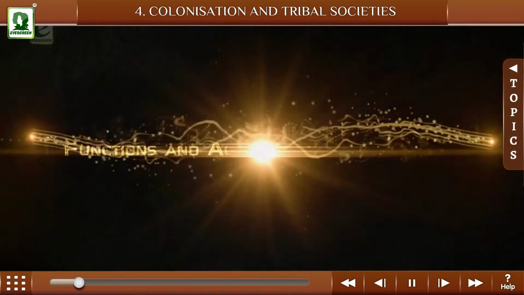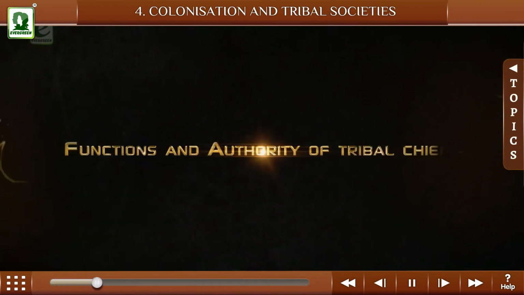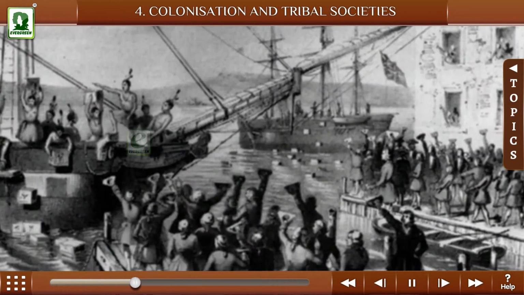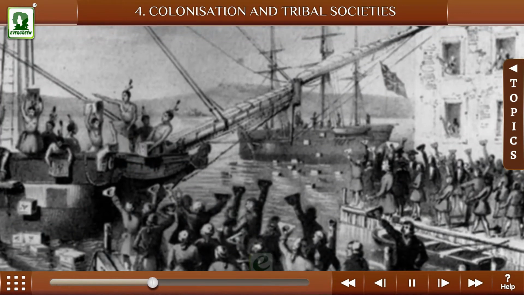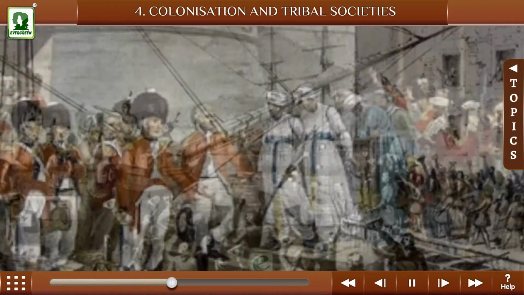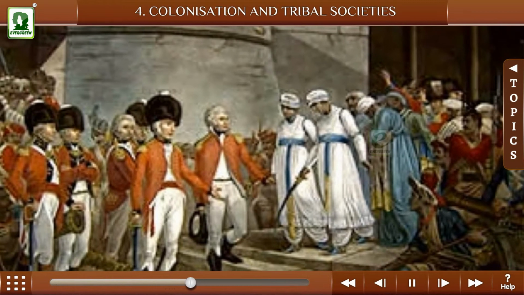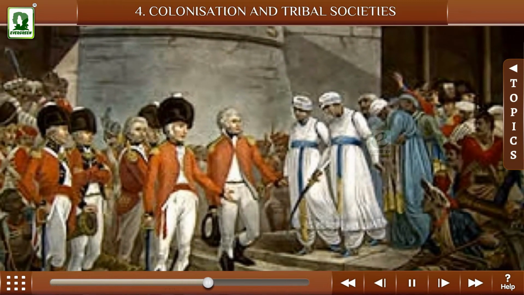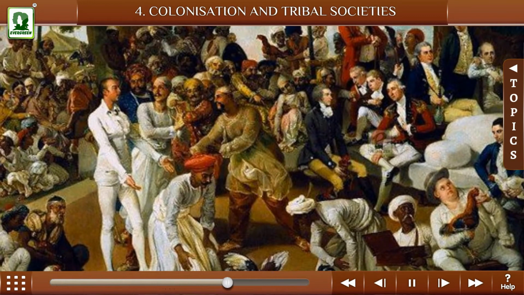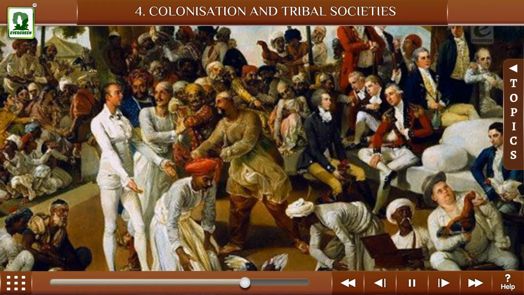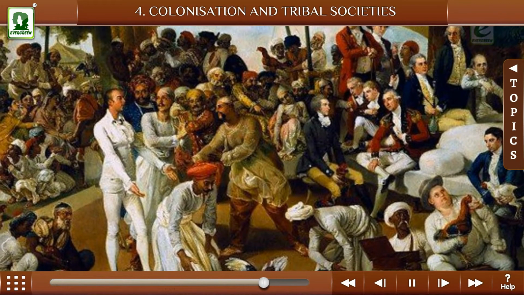Functions and authority of tribal chiefs. With the arrival of the British, the traditional powers of the tribal chiefs were snatched away. They were required to follow the British laws and pay tribute to the British.